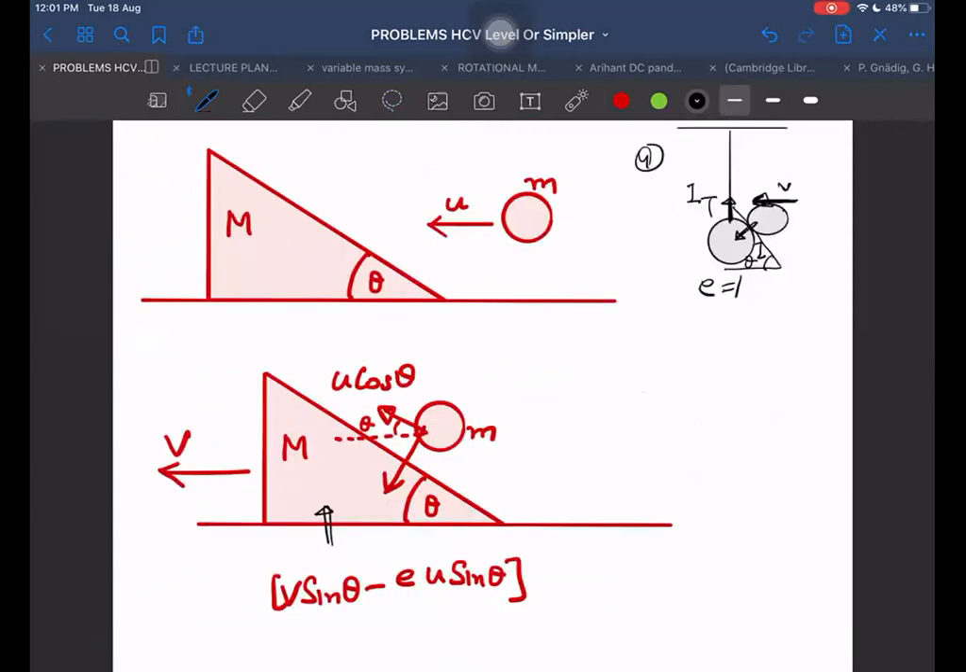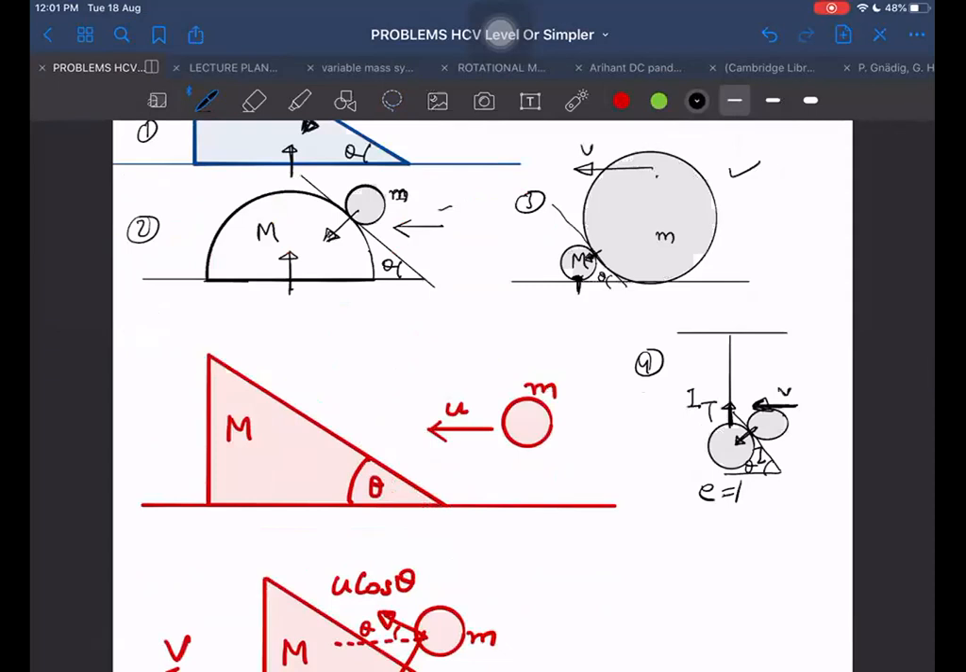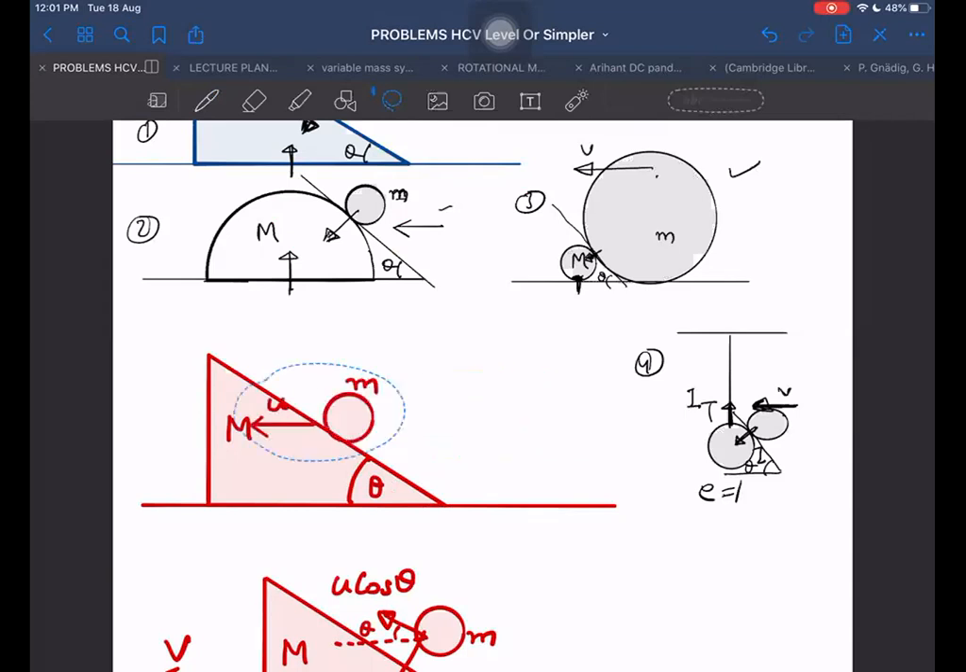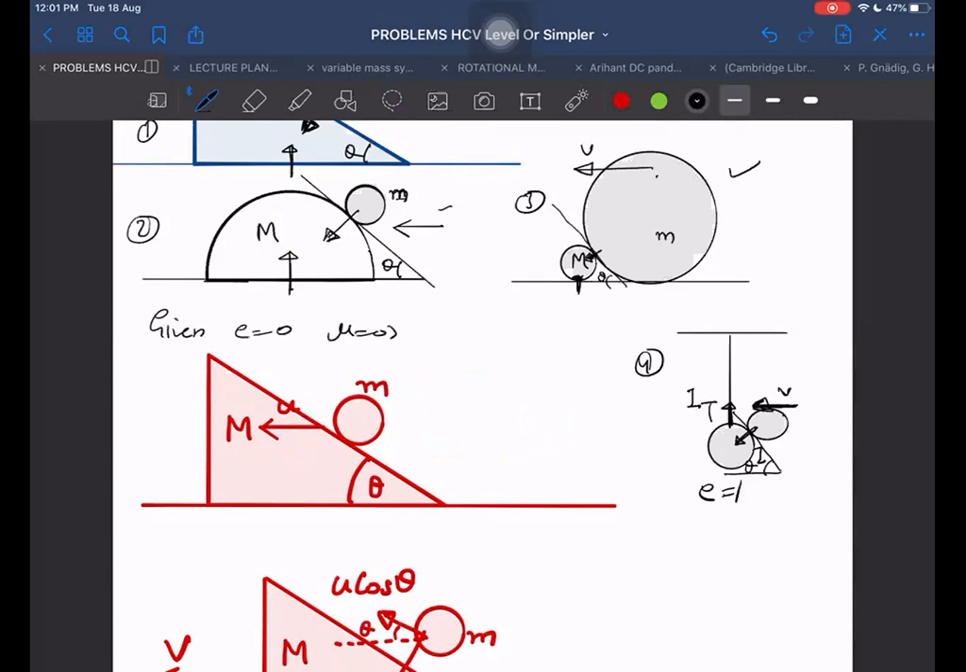Before I discuss this question, I will ask you one simple question. You should be able to do that. If this comes here and it strikes here, I'm bringing it here and it is striking here. And let us say it is given to you that e is equal to 0, and all the surfaces are smooth. Everywhere, if not mentioned, you take it to be smooth only.